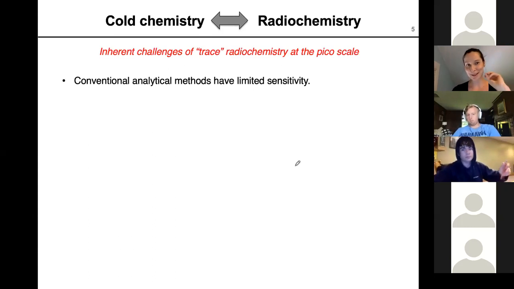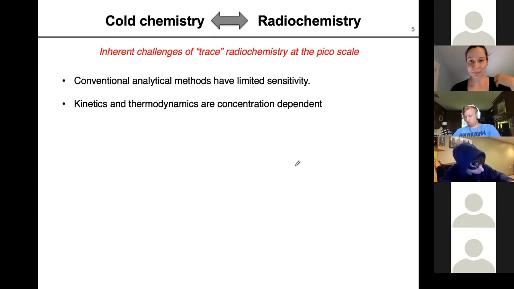So we already touched on this, and we'll talk a little bit more about it. Conventional analytical methods have limited sensitivity. The kinetics and the thermodynamics of chemical reactions are concentration dependent. That includes precipitation reactions, conversions between different oxidation states and species. They depend on kinetics and thermodynamics. Everything is concentration dependent. This we need to take into consideration as we may be carrying out a reaction as practice on a macro level with milli or micromolar amounts of compound. And then we switch to the picomole world that is very different.